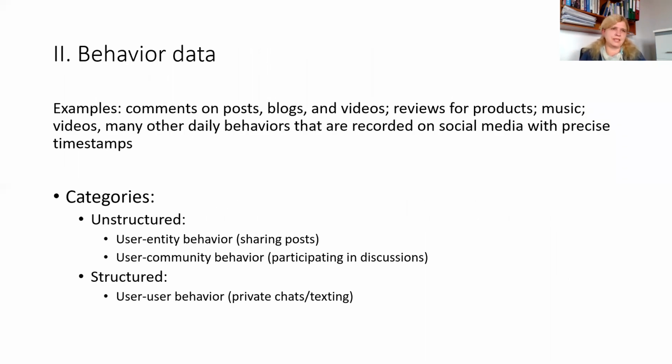Behavior data, the second type of data. Such type of data could be comments on posts, or comments on blogs and videos, or comments in news portals. From that data, we could see people's behavior. Reviews, for example, if it's some advertisements, so reviews for products, music videos, and many other daily behavior: how people behave, how we talk online, and how later on they record their daily experiences.